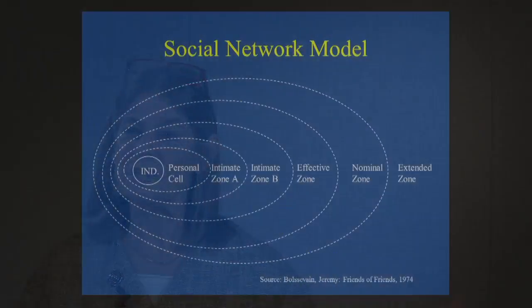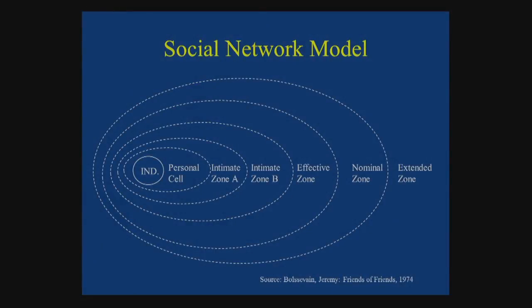And then there are people in this extended zone who you actually don't know at all by name, but you know them because you pass them in the street every day. You know them because they're working in a place where you always go to shop for groceries, or you always go to the same vegetable market and you know the person, but you don't actually know their name, but you do know them. So people in these effective and nominal and extended zones form weak ties, and people in the intimate zones form much more intimate ties.